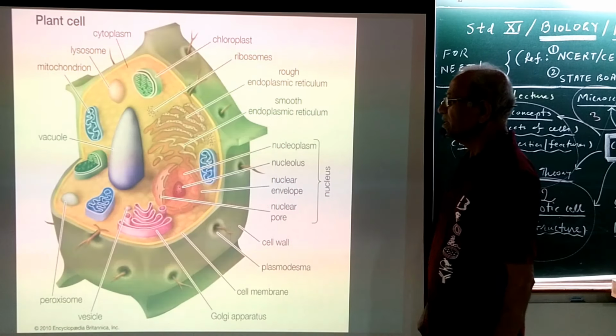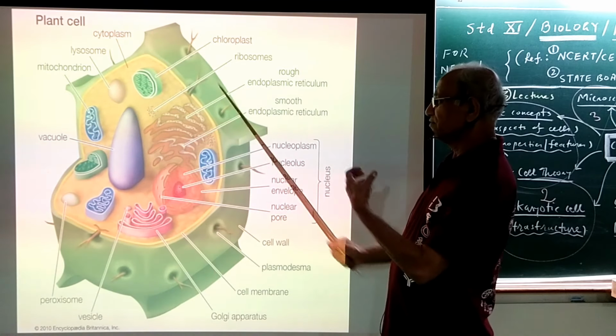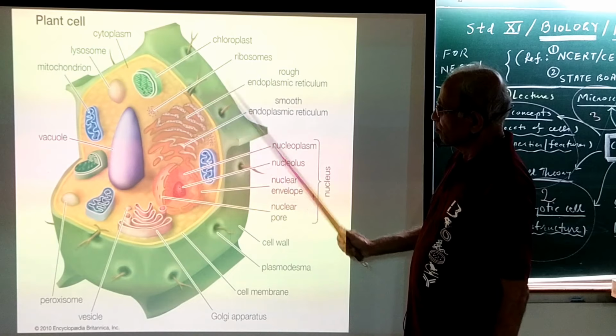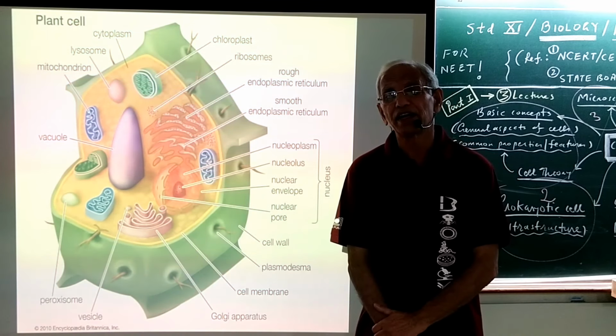Next. Plant cells, yes, similar things. Plant cells also have this schematic presentation of the electron microscopic structure of the plant cell. Most of the things are same, because there is a lot of similarity between plant cell and the animal cell.